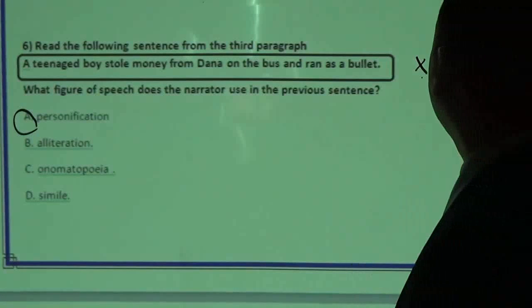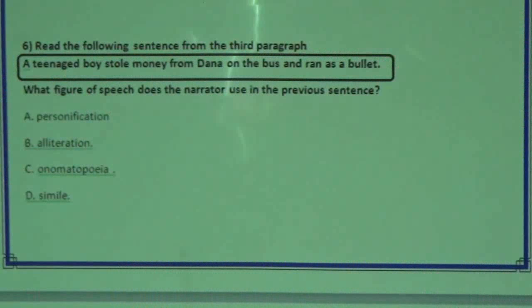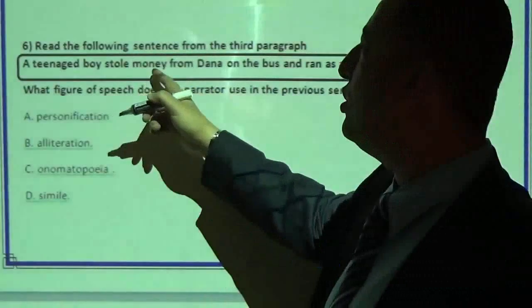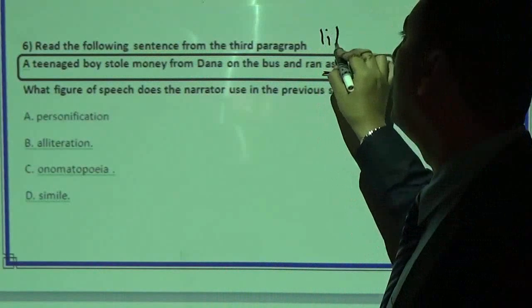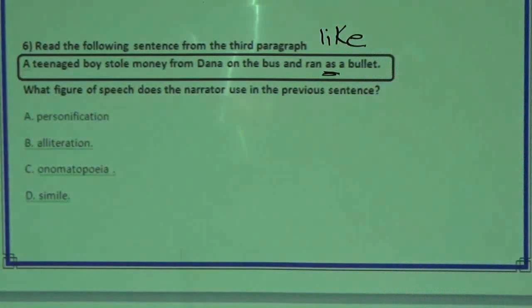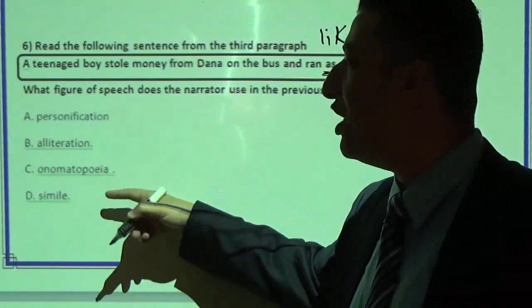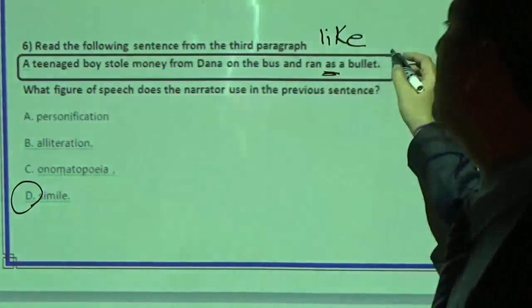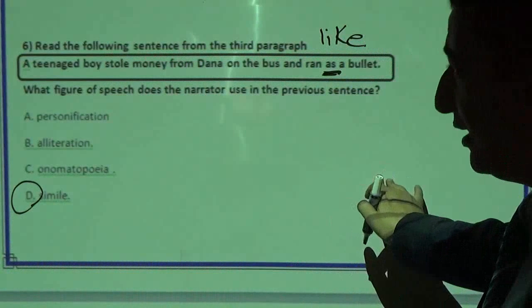And the last question about narrative. A teenage boy stole money from Dana on the bus and ran as a bullet. Again, read the following sentence from the 3rd paragraph. A teenage boy stole money from Dana on the bus and ran as a bullet. Remember, as or like. We spoke about it in figurative language. We spoke about what? Personification, alliteration, onomatopoeia, or simile? Simile, that's right. It will be number D. Simile. As.